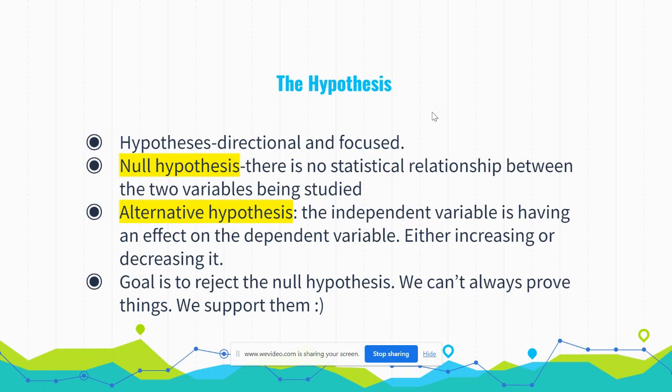I would usually pick a direction, like increase or decrease. So hypotheses usually need to be directional, but things can't always be proven. Our goal is to reject the null hypothesis. We need to define how we're going to do this, and this is just a part of statistics.